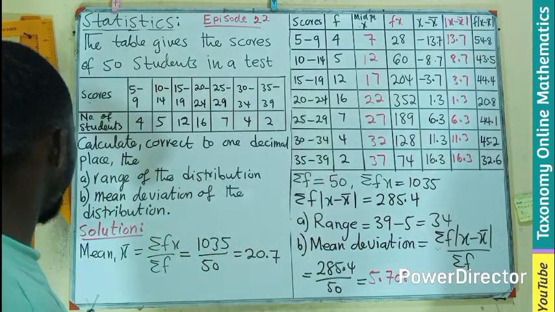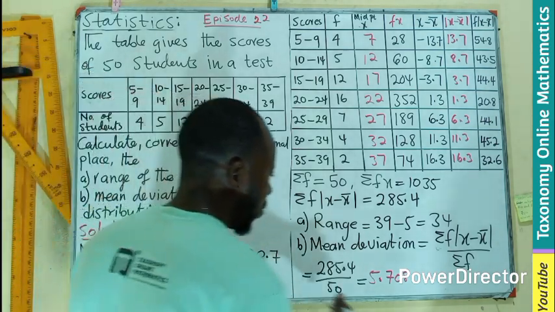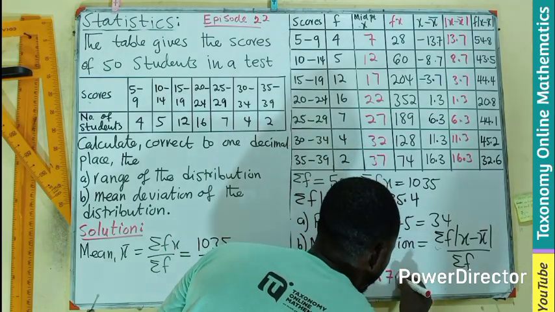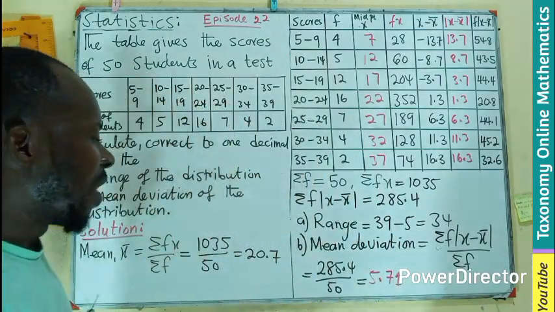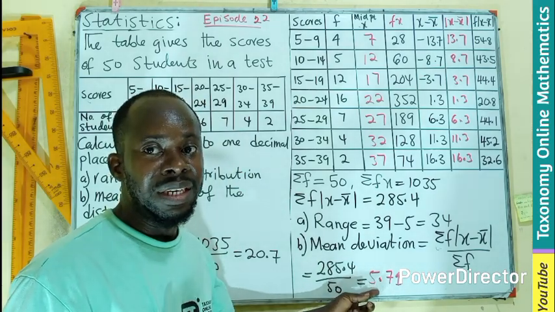5.708. Were you told any decimal places? Correct to 2 decimal places. So we don't have space, so let's approximate at once. This will give you 5.71 as the value for the mean deviation.